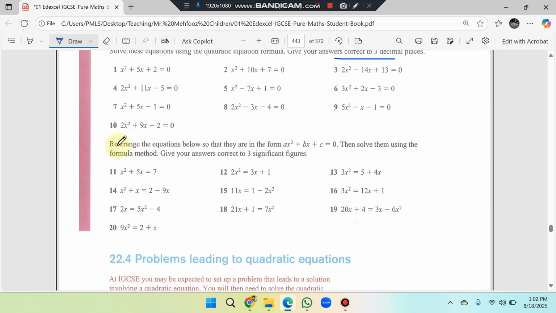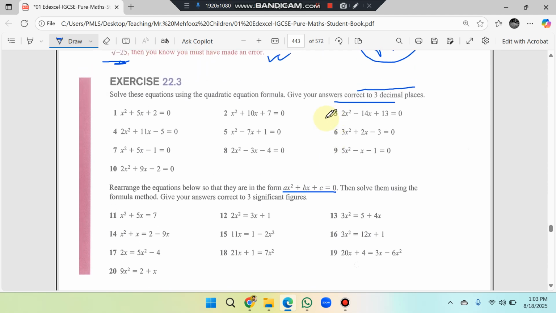And the second one is: rearrange the equations below so that they are in the form ax square plus bx plus c is equal to 0. Then solve them using the quadratic formula method. Give your answer correct to three significant figures. This is the difference between three significant figures and three decimal places. Three decimal places means that we have to take the answer after the decimal point up to three figures, and three significant figures means that we have three figures in the answer, and these figures must be significant.